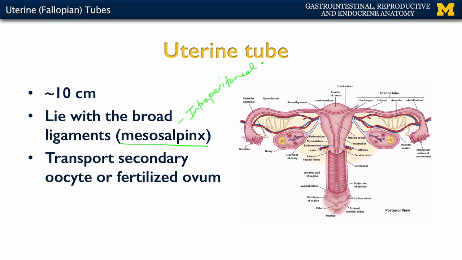So the main function is to transport that secondary oocyte or the fertilized ovum, which typically actually occurs in a portion of the uterine tube. So fertilization often occurs in what we refer to as the ampulla of the uterine tube.